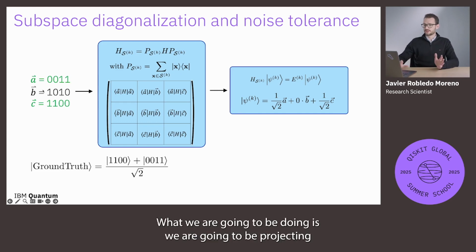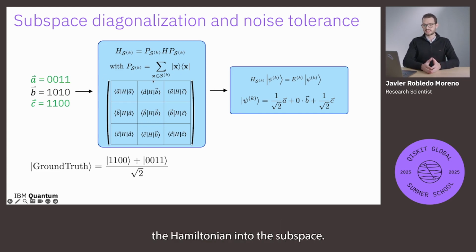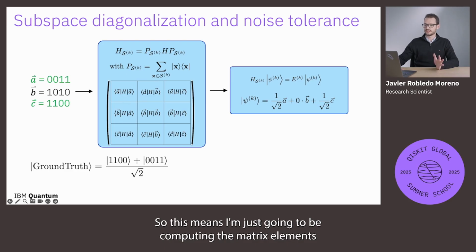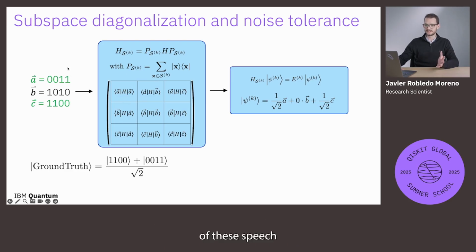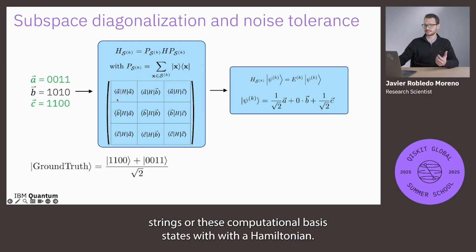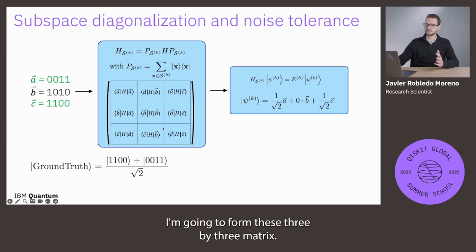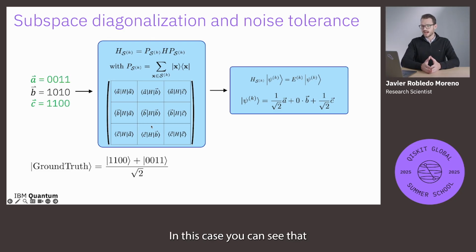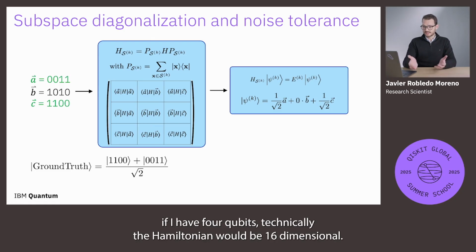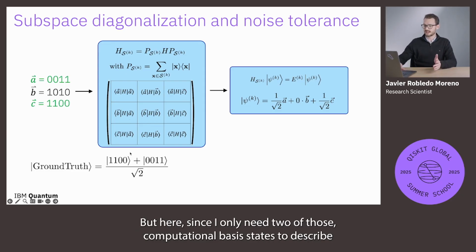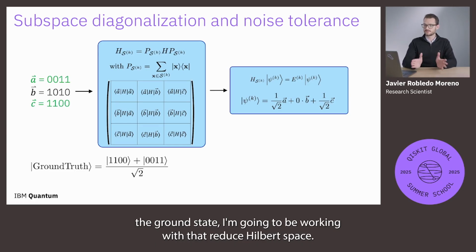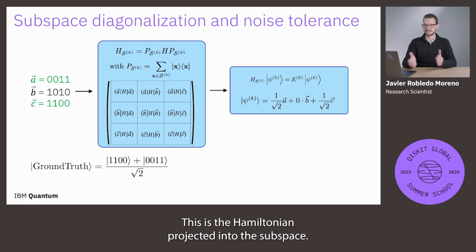What we're going to do is project the Hamiltonian into the subspace. This means I'm just computing the matrix elements of these bit strings, or computational basis states, with the Hamiltonian. I'm going to form this 3x3 matrix. In this case, you can see that if I have 4 qubits, technically the Hamiltonian would be 16-dimensional, but since I only need 2 of those computational basis states to describe the ground state, I'm going to be working with a reduced Hilbert space. This is the Hamiltonian projected into the subspace.